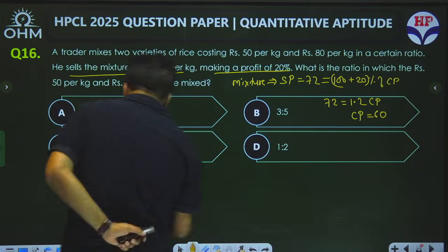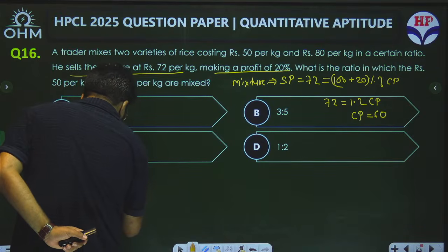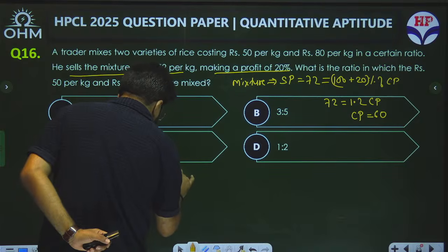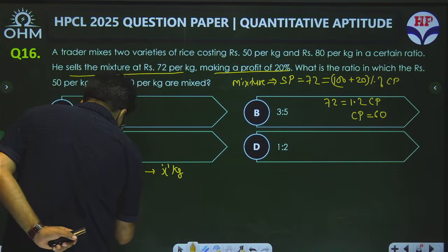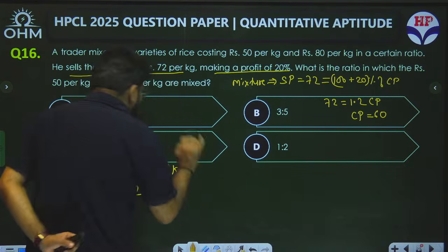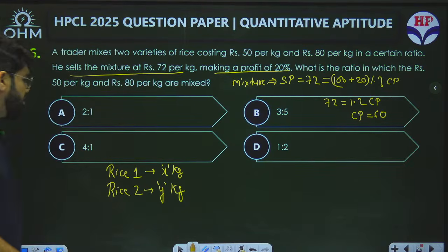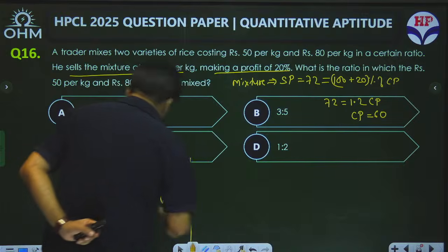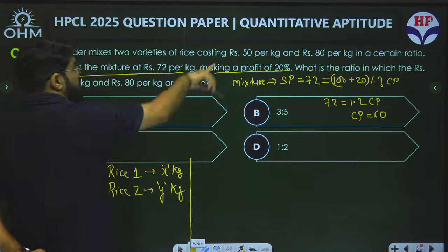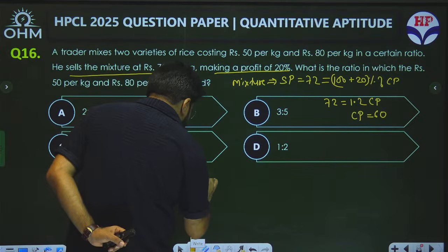So suppose, I'll call it rice 1 and rice 2. Rice 1, x kg was used. And suppose rice 2, some y kg was used. Let us be very simple. Let's solve it logically rather than using any formulas of weighted average and all. Now how much rice was taken? x kg of rice 1. So what is the price? Okay, what is the price?